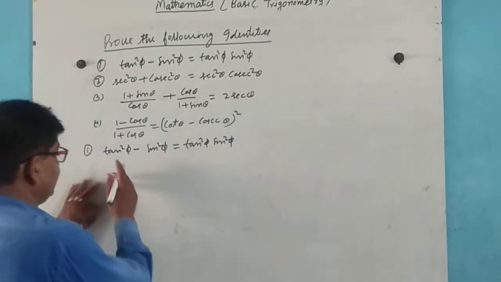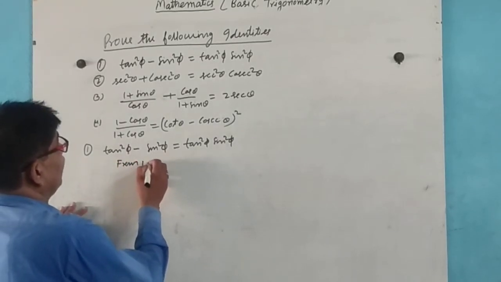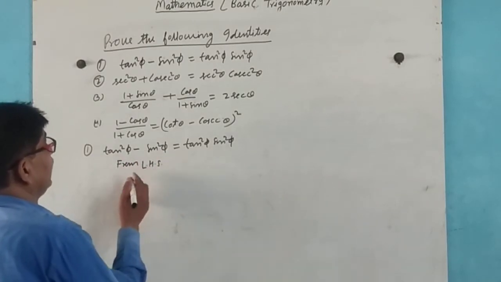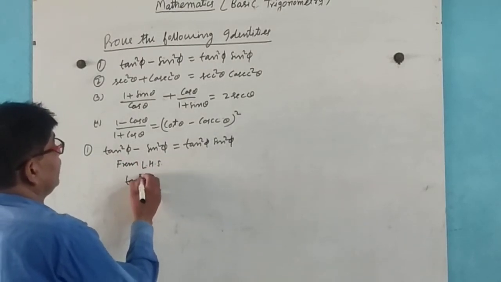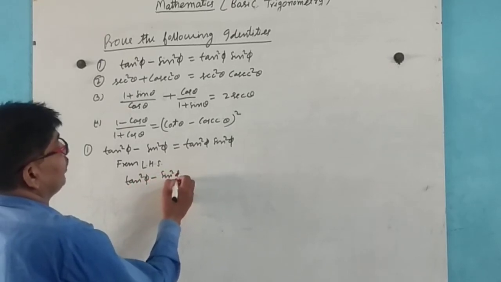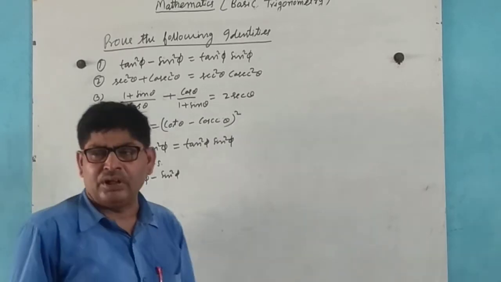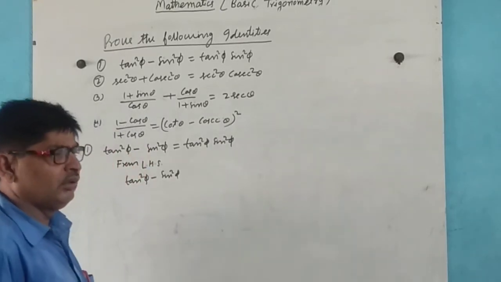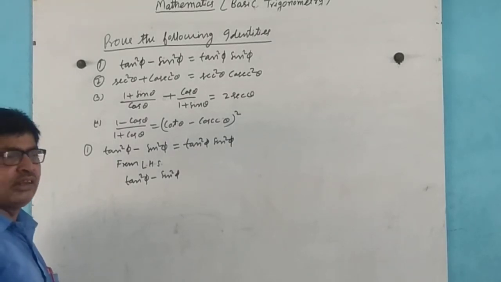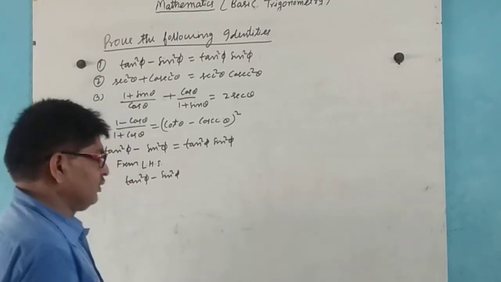Now this, from the left hand side, tan square phi minus sin square phi. First of all, we simply change tan, cot, sec, cosec into sin and cos, and after solving we get our result.